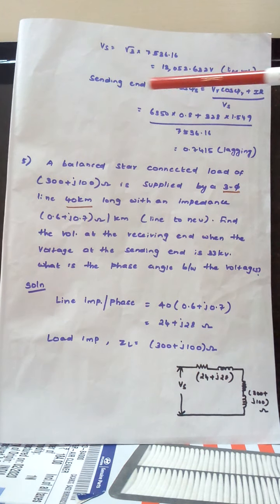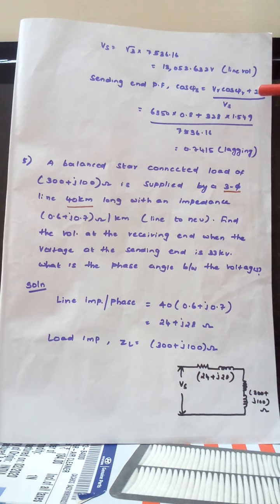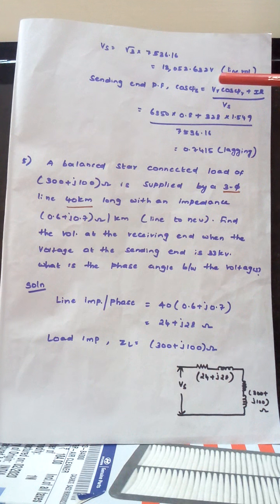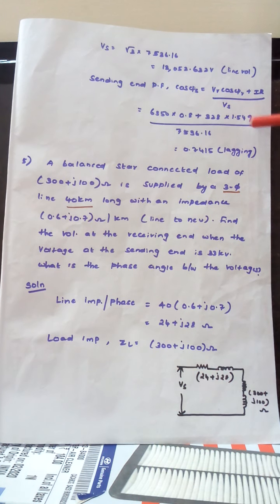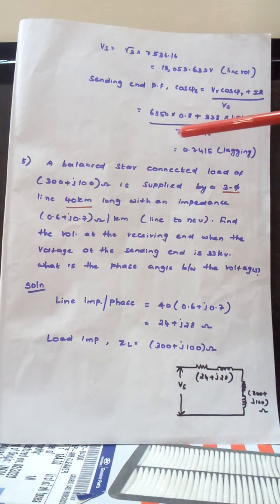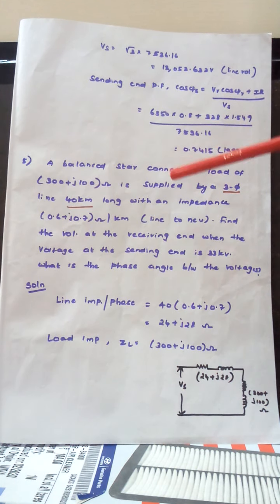Next, the sending end power factor we have to find out, that is cos φs equals (VR cos φR + IR) divided by Vs. We know VR is 6350, cos φR is given as 0.8, the I value we got as 328, the R value we got as 1.49, and Vs is 7536.16. If we substitute here, we get the sending end power factor as 0.7415 lagging.